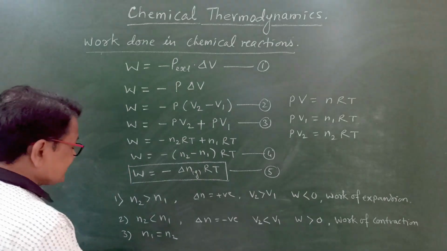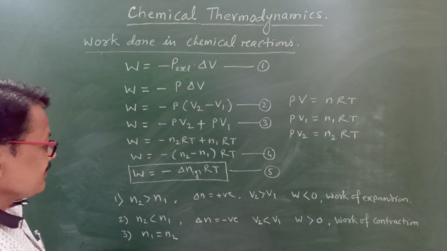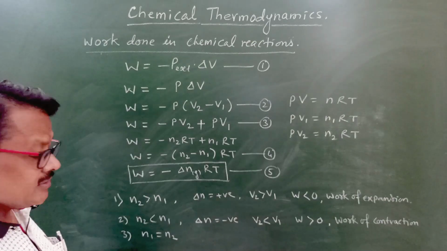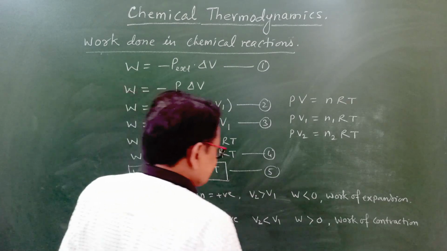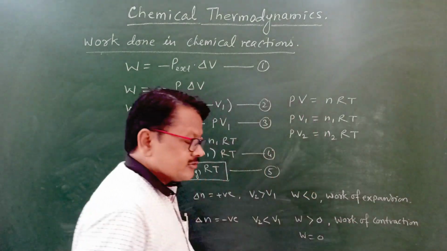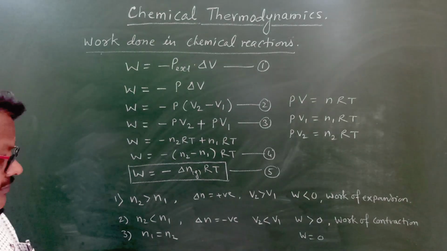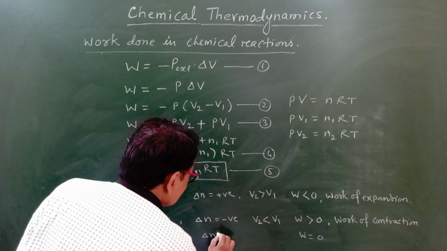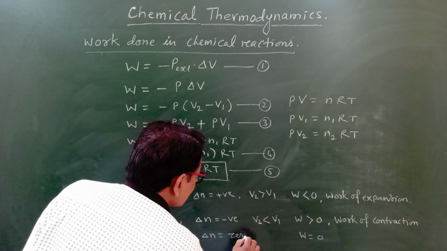And third condition, when n1 is equal to n2, means initial number of moles are equal to final number of moles, there is no any type of work done. Work done is 0. No work of expansion, no work of contraction is taking place. Okay, at that time delta n is equal to 0.